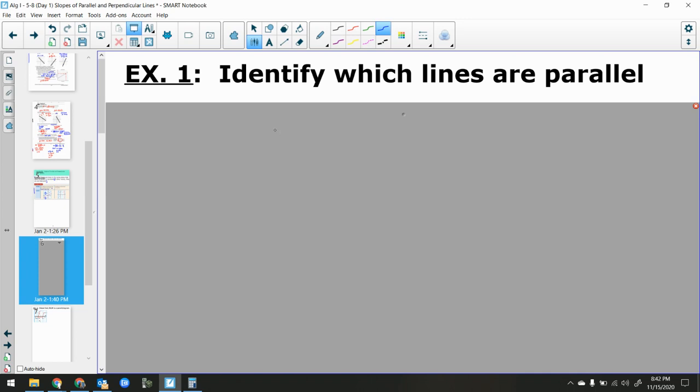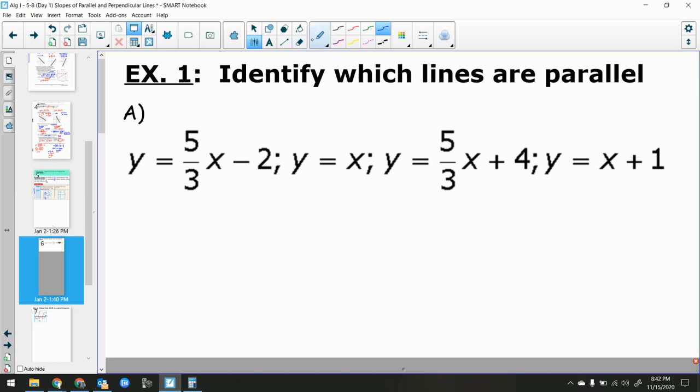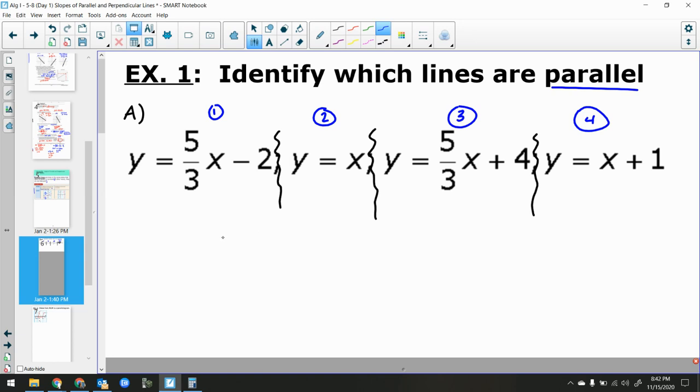Now, for these problems in here, I'm asking you which lines are parallel. I'm basically giving you 4 lines. I know it looks weird, so I'm just going to partition them off right here. This is equation 1. This is equation 2. This is equation 3. This is equation 4. Now, when I ask you to define which ones are parallel, I'm asking you which lines have the same slope. So the first question I would ask is, are they in a form where we can easily identify the slope?